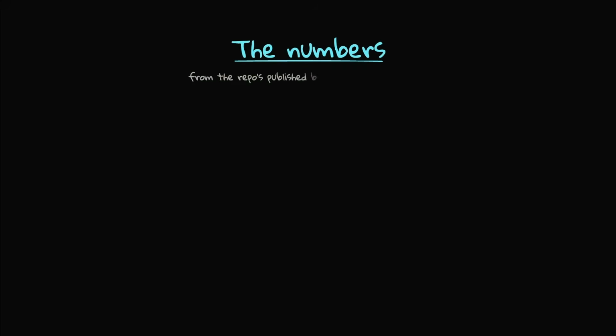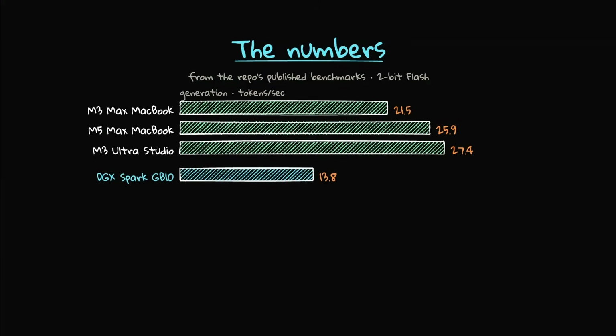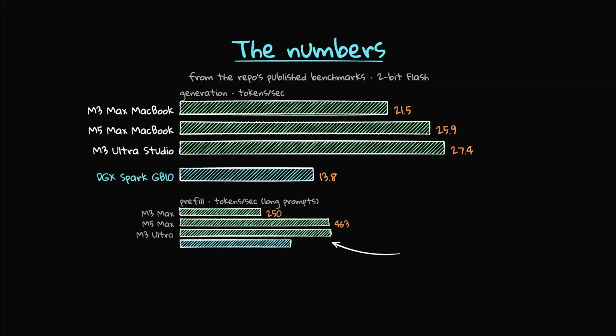All right, let's look at some benchmarks. So all of this is from the repo's published benchmarks, same model, 2-bit quantization. So these are the generation speeds for different MacBook Pros. Now, if you're running this on a DGX Spark, you get slightly lower generation speed. Now, prefill is where these machines fly, 250 to nearly 470 tokens per second on a long prompt.